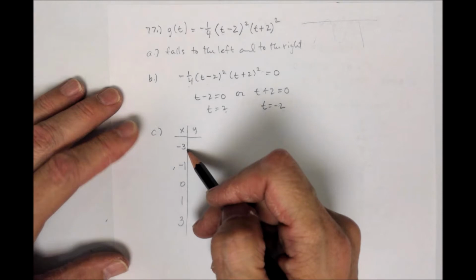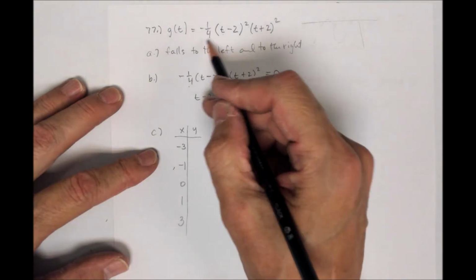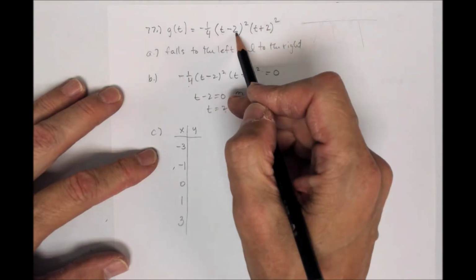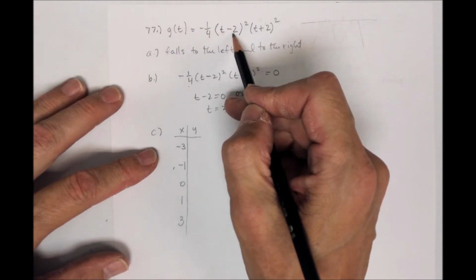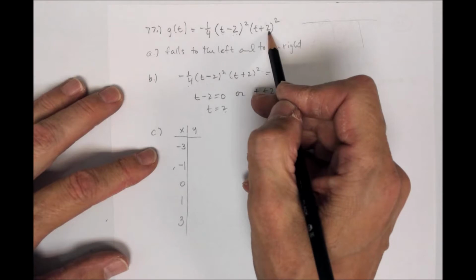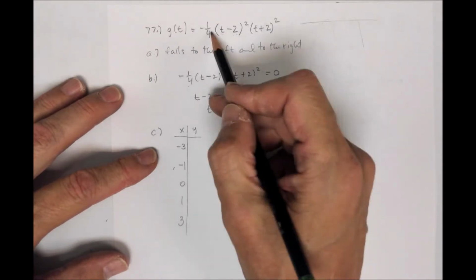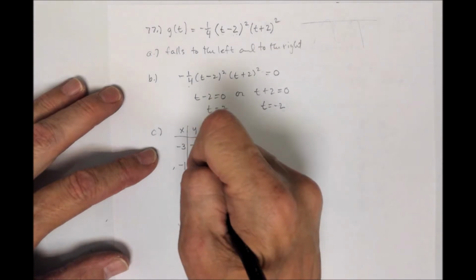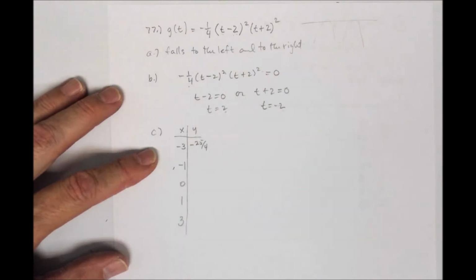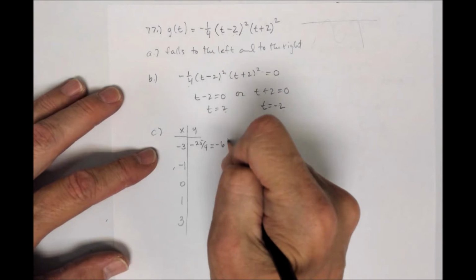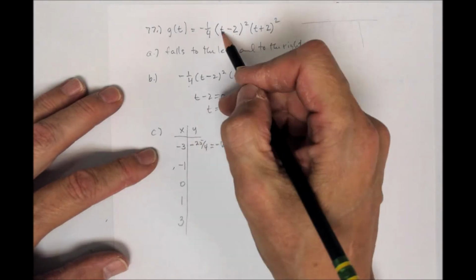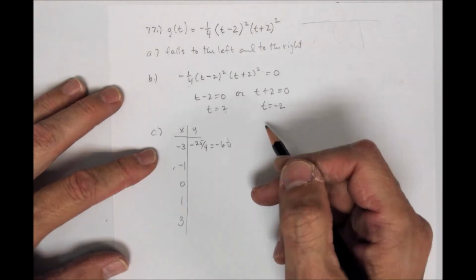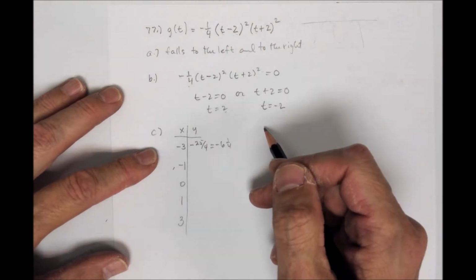Here we go. Plug negative 3 into here. I'll get to this last. Negative 3 minus 2 is negative 5. Squared is 25. 25 times negative 3 plus 2 is negative 1. Squared is 1. 25 times 1 is 25. Times negative 1/4 is negative 25/4, which is like negative 6 1/4. Now, I know I did most of that in my head, but all I'm doing is plugging negative 3 in here and here and then figuring it out. You can do that on scratch paper or on the calculator.